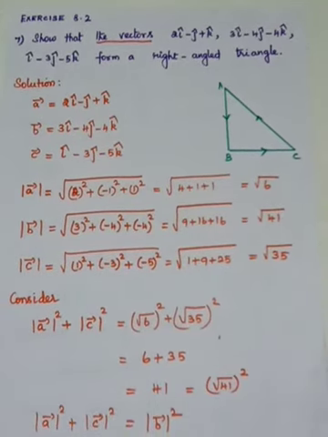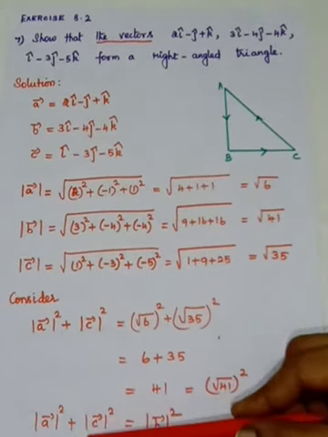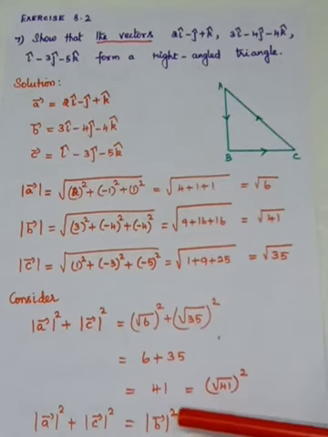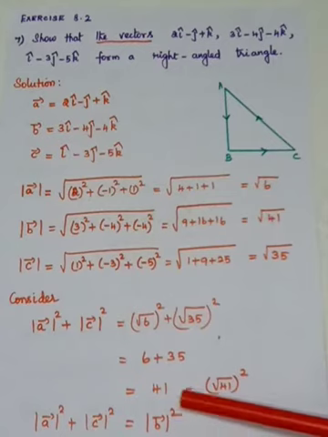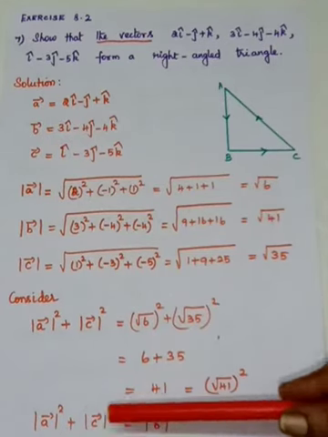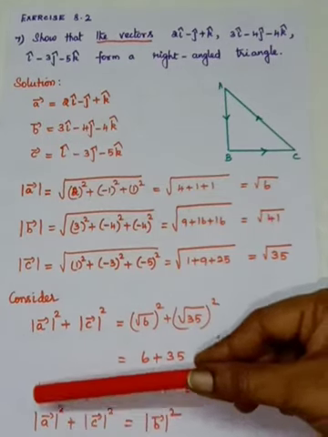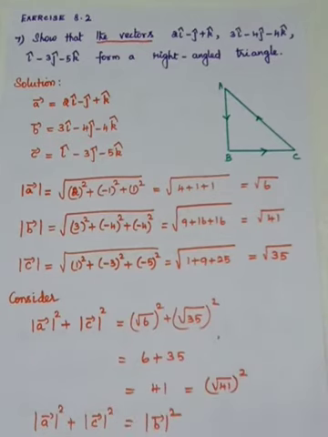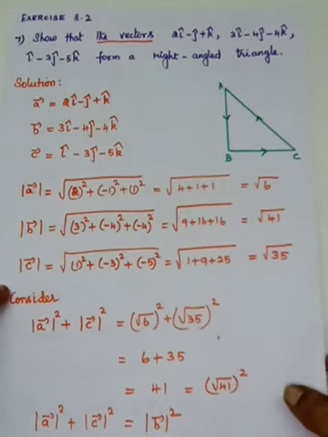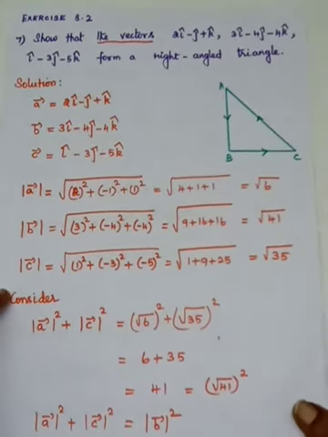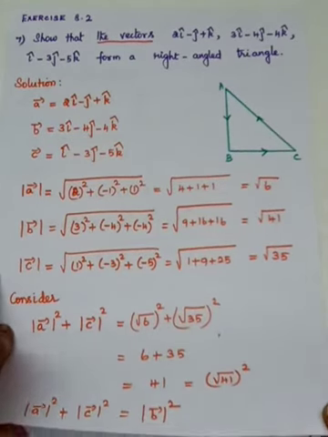You see now why I have found the squares? According to the Pythagoras theorem, the square of the hypotenuse is equal to the sum of the squares of the other two sides. For that only, the square of each vector is found. So we have proved the Pythagoras theorem. Therefore the given vectors form the right angle triangle.